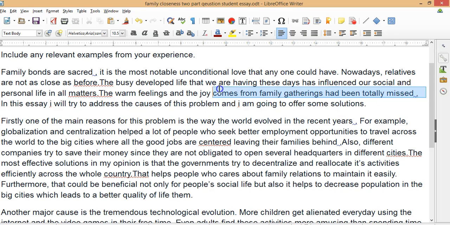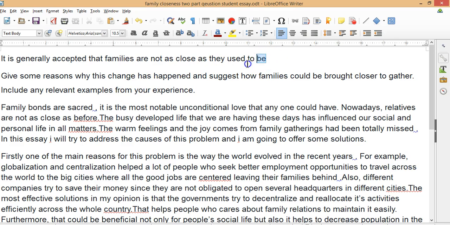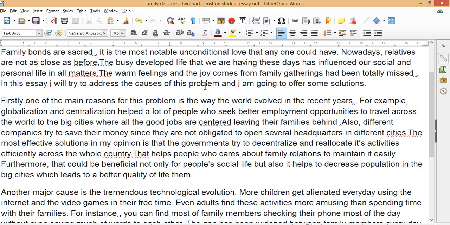So that doesn't really paraphrase the question. It's writing about the topic. It's saying a few things. The one, feelings of the joy, family gatherings, but we know that they're not as close because the topic sentence tells us this. What we do want to know in the introduction is, why do you think this has changed? What's the cause? And we want a solution.